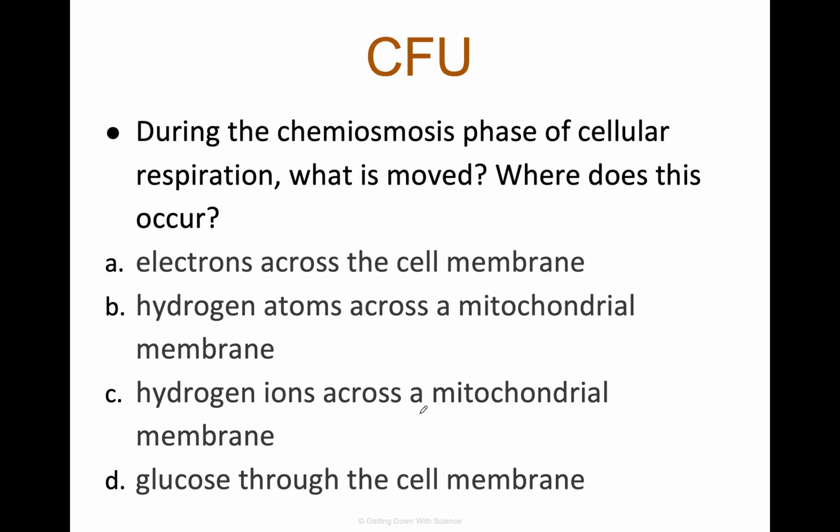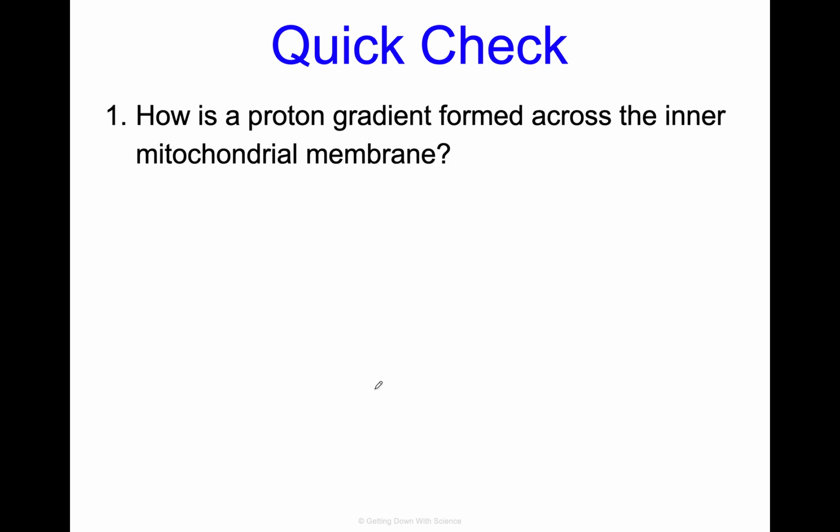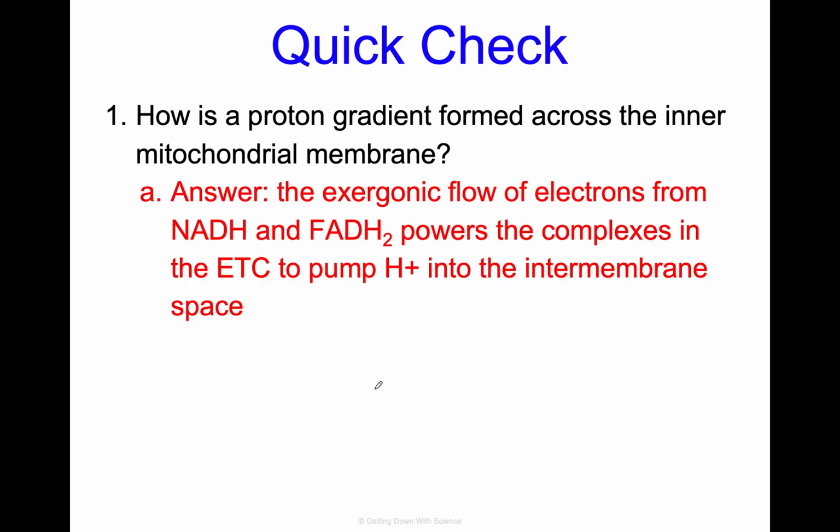Cellular respiration, what is moved? Hydrogen ions across the mitochondrial membrane. These check for understandings are old, but they're still useful. Okay, quick check. How is a proton gradient formed across the inner mitochondrial membrane? You guys know this. Exergonic flow of electrons, NADH to FADH2, powers the complexes in the electron transport chain to pump the hydrogen into the intermembrane space.